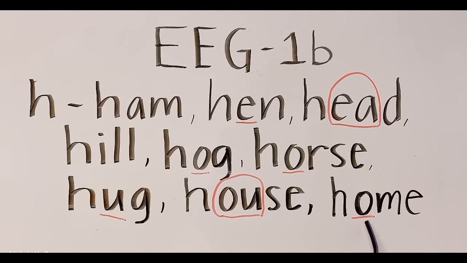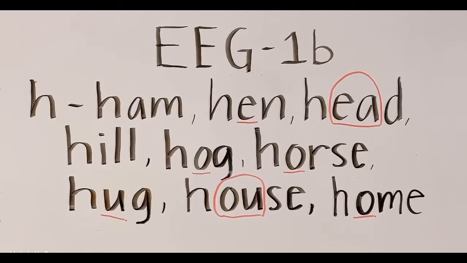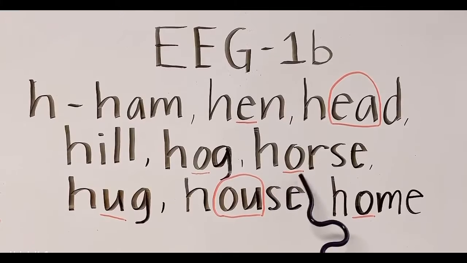This is a long O. That's why it is read home. While this one, the O here is pronounced ow. That's why you read this house. This one is home. O is single. This one is with the combination of O and U. Now, horse here is just a short O sound.